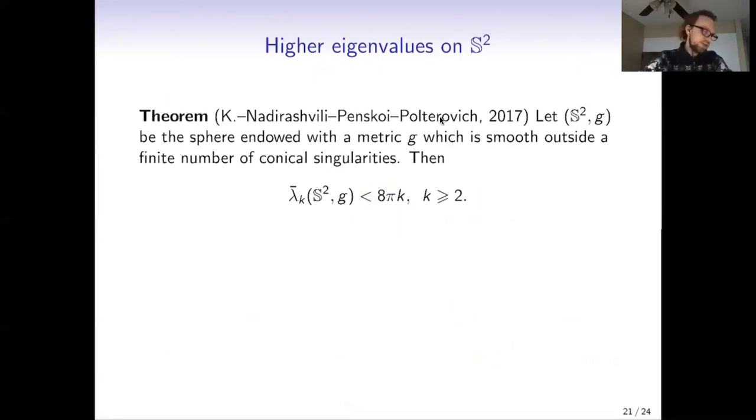And note that for k bigger than or equal to 2, this is a strict inequality for any smooth metric. So there's no smooth metric which achieves the same value as this limiting construction, the limiting maximizing sequence.